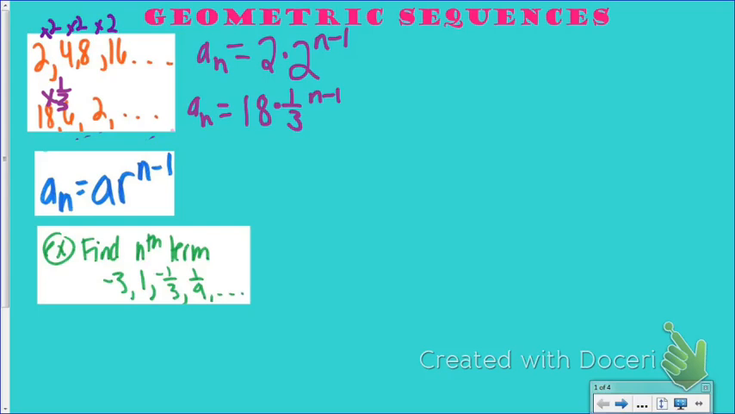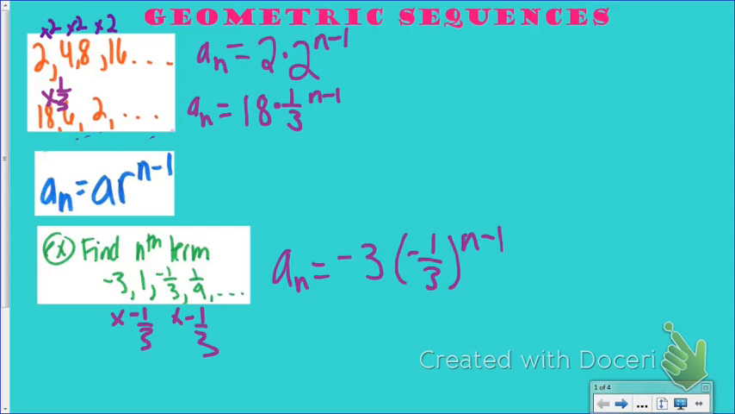Now, to find the nth term of this example down here, this one's a little bit different. My first term is -3, so I have -3 times whatever my common ratio is. But this one's a little different, because to get from -3 to 1, I had to multiply by -1/3. Same thing for every term that follows. So I actually have to multiply by -1/3 to the n minus 1.